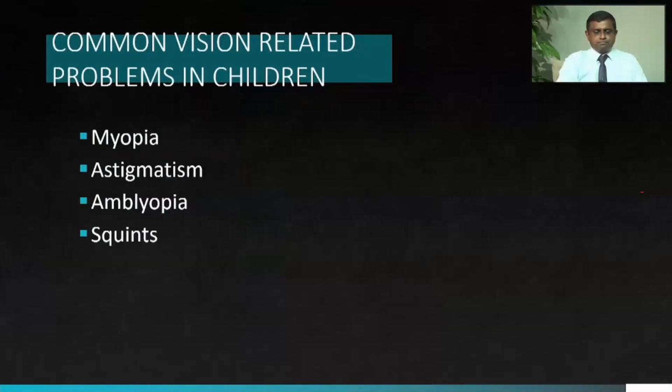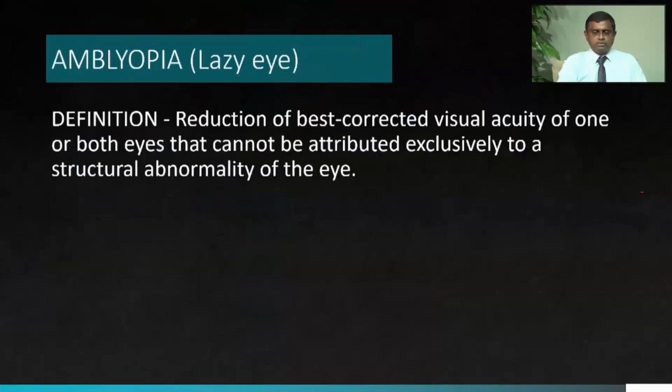So what are the vision related problems in children? In other words, what are the refractive errors we find? Myopia is common, astigmatism is common, and amblyopia due to these errors are also common. Then squints we have already spoken about.